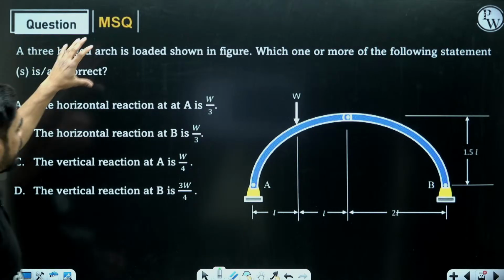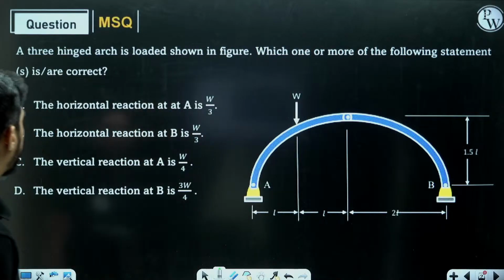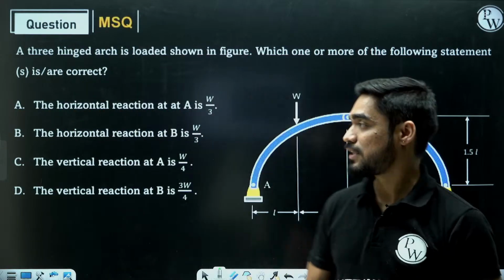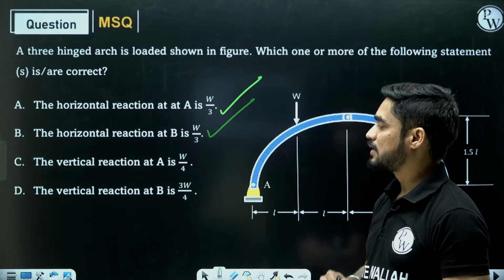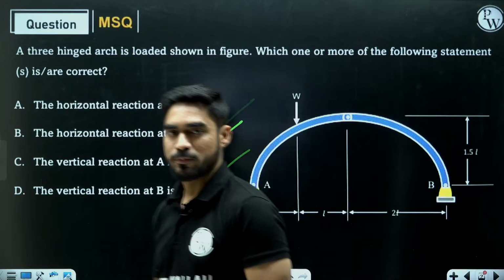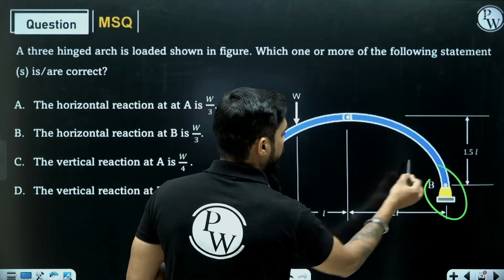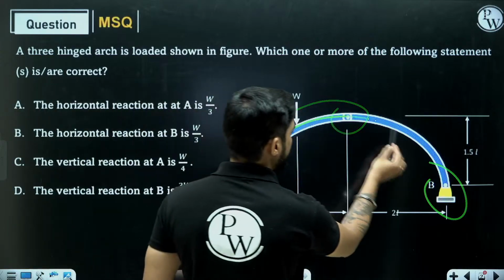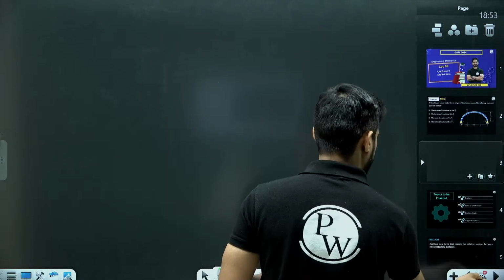A three-hinged arc is loaded as shown in figure. Which one or more of the following statements is or are correct? And this was an MSQ question, so there are multiple possible answers. Horizontal reaction at A is W by 3, horizontal reaction at B is W by 3, vertical reaction at A is W by 4 and vertical reaction at B is 3W by 4. So you can see that we have an arc which is hinged at A, B and at the center. If I draw the free body diagram of this arc, how many unknowns do I get? Let's see.